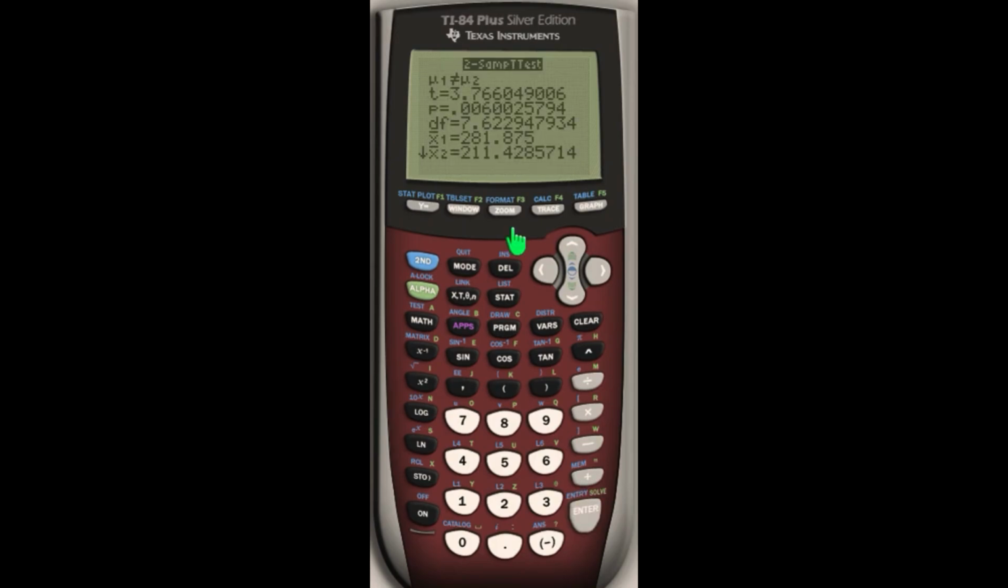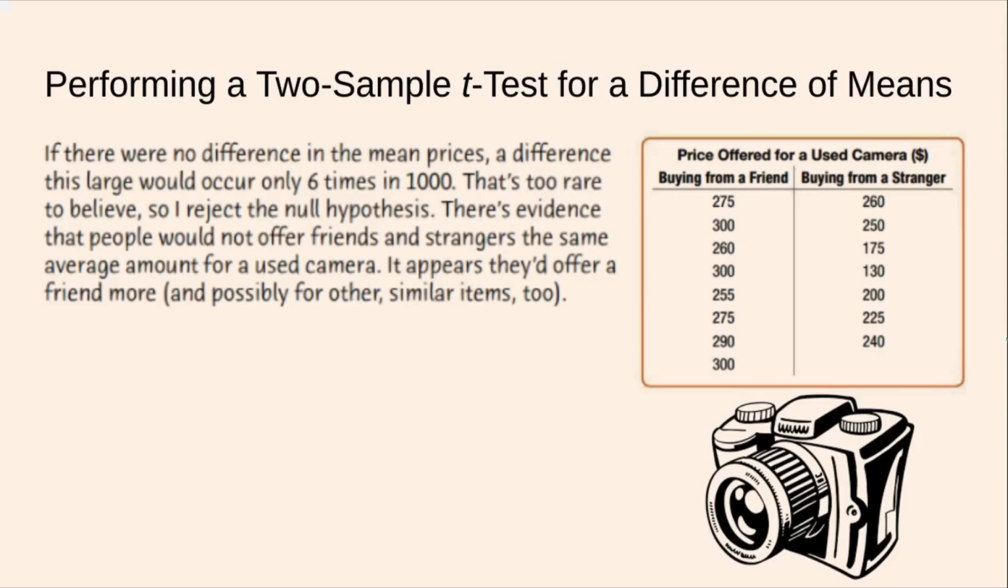And here is our p-value, about 0.006. That is a very small p-value. So here's how we interpret our result. If there were no difference in mean prices, a difference this large would occur only 6 times in 1,000. So if our null hypothesis were true, what are the odds that we got a difference as big as this? 0.006. That's what the p-value means.